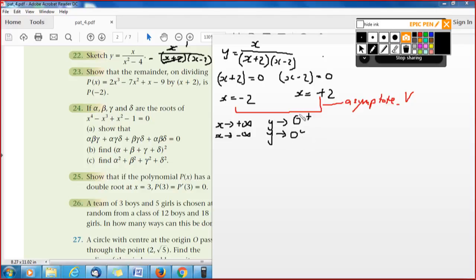So the asymptote is y equals 0. As x gets increasingly large, y is going to approach the x-axis from above. As x goes to negative infinity, y is going to approach the x-axis from below. Does that make sense? Cool. That's exactly right.